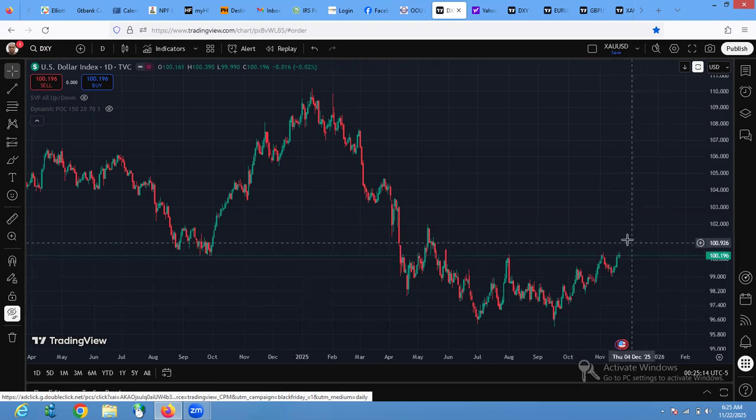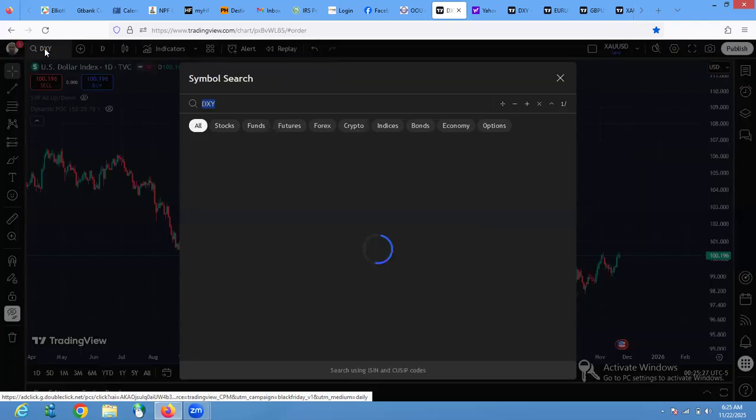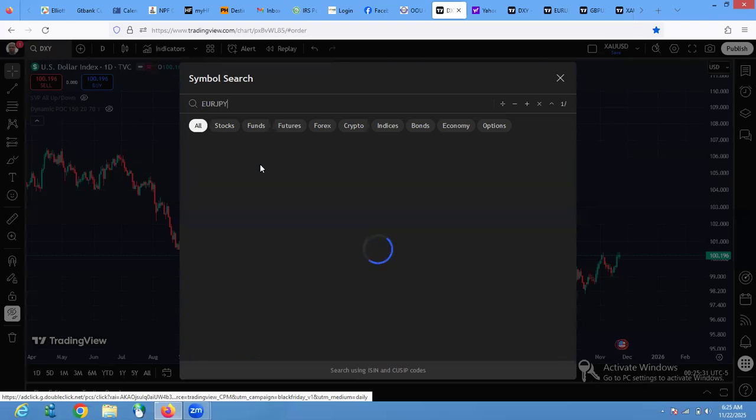But if that move to the downside would end up being a 5-wave move to the downside, that would be initial confirmation that we are coming to break low. Now, the next one is Euro JPY, Euro Yen.